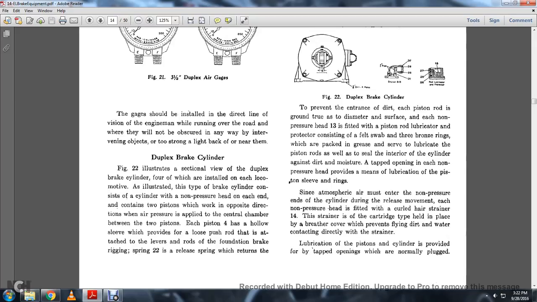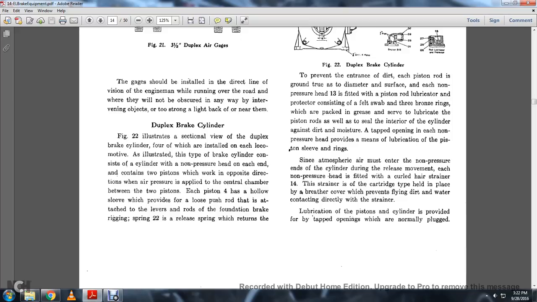Each of the non-pressure heads is fitted with a curled hair strainer, 14. The strainer is a cartridge held in place with the breather cover, which prevents the flying of dirt and water from entering directly into the strainer. Lubrication of the piston cylinders is provided with a tapped opening that is normally plugged.